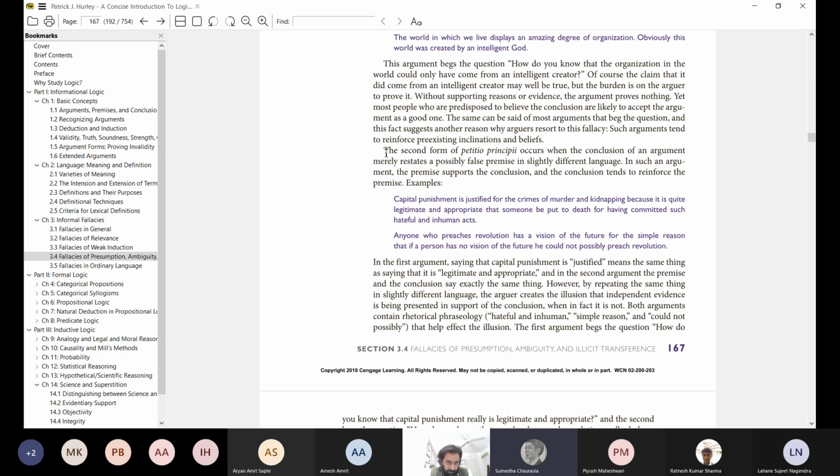So from here, the second form of petitio principii. The second form of petitio principii occurs when the conclusion of an argument merely states a possibly false premise in slightly different language. In such an argument, the premise supports the conclusion, and the conclusion tends to reinforce the premise. Examples: capital punishment is justified for the crimes of murder and kidnapping because it is quite legitimate and appropriate that someone be put to death for having committed such hateful and inhuman acts. So just pause there. So what's the problem with this argument?